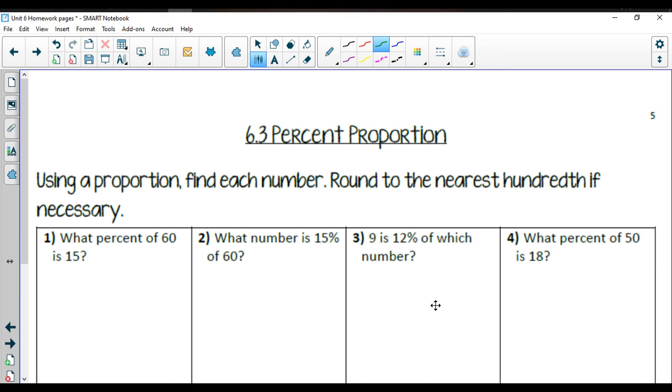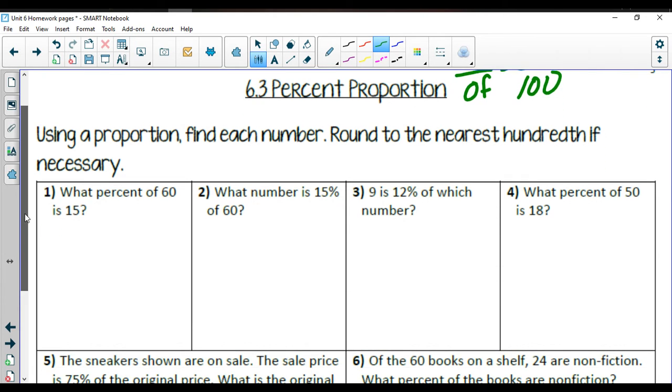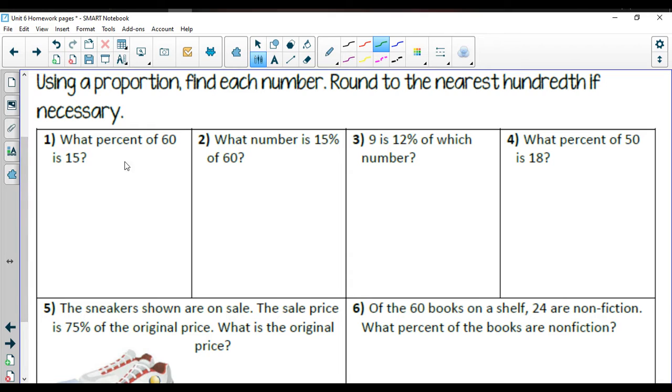Lesson 6.3, this is your practice packet starting on page number 5. We were talking about the percent proportion. It might have been useful for you to write at the top of your page: is over of equals percent over 100. Here, using a proportion, find each number, rounding to the nearest hundredth if necessary.